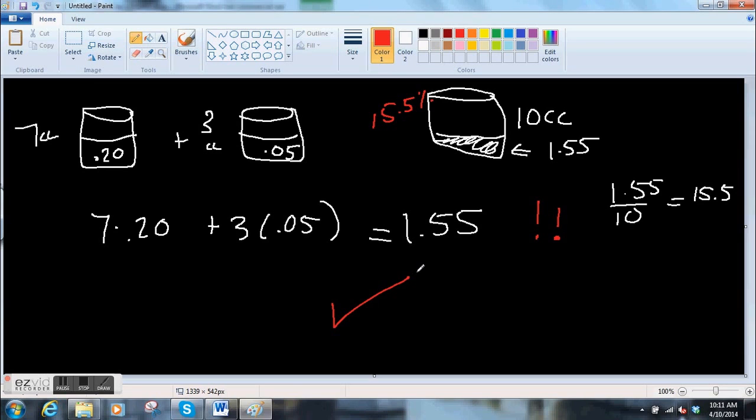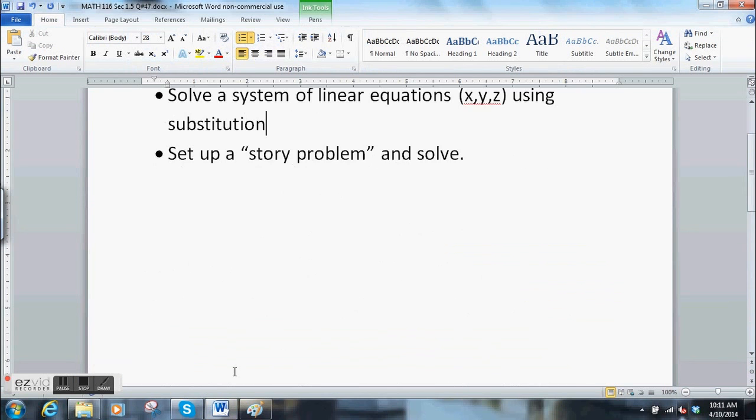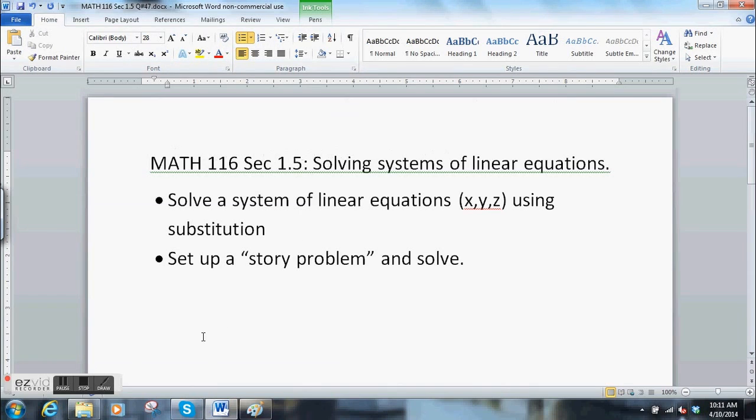So that one was for all you nurses out there, and for all you non-nurses, pretend that instead of medication, it's money. It's a stock portfolio. If you have questions about this, you can watch the video again or you can email me, because I know I went through that pretty quickly. But that is, if we scroll to the top, section 1.5, setting up a story problem and solving it, and then solving the system of linear equations.